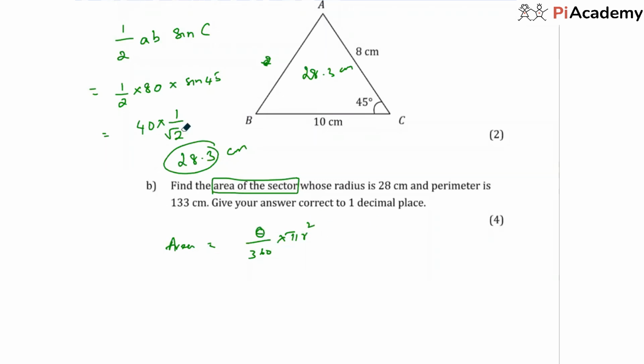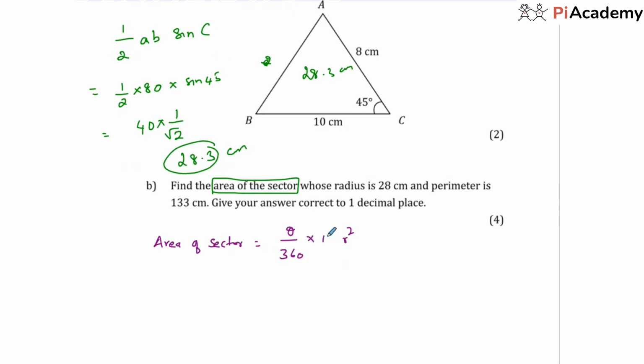Basically, let me write it neatly so that you can copy that down. Area of sector is theta divided by 360 times pi r squared. Now, here you're not given theta. You should find theta.